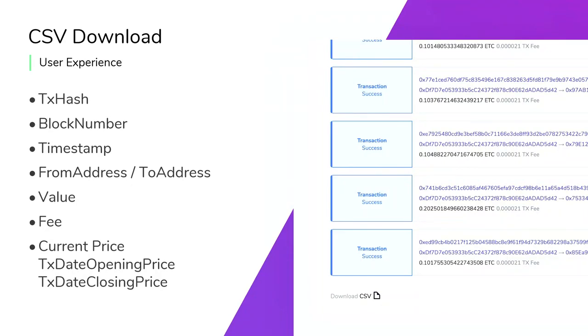We've added a CSV download. This is especially good for users who want to download different transactions from their account or see all the transactions that happened with a smart contract. And these are the different headings for that CSV download.